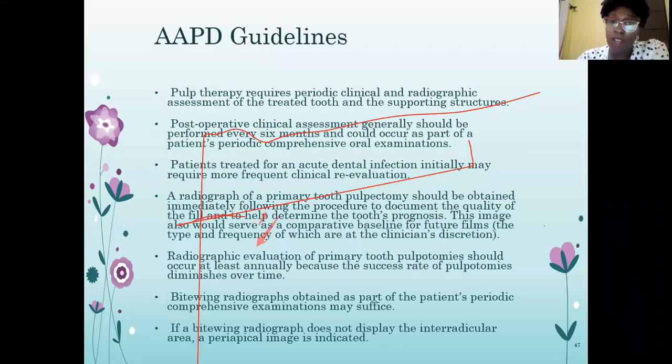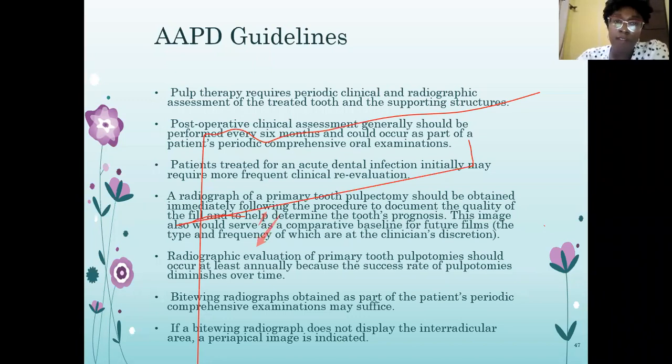So patients who have had an acute dental infection may require more clinical reevaluation. A radiograph of the primary tooth pulpectomy should be obtained immediately following the procedure to document the quality of the fill and to help determine the tooth's prognosis. It's also, of course, a baseline, a reference point for your future films.